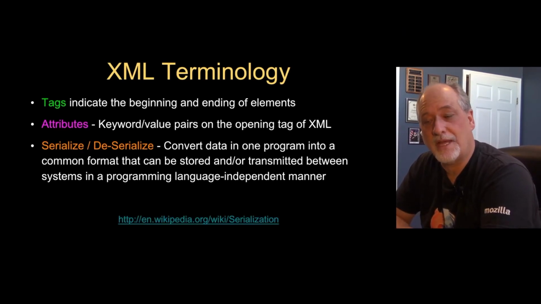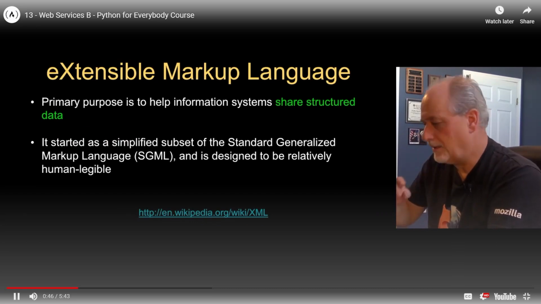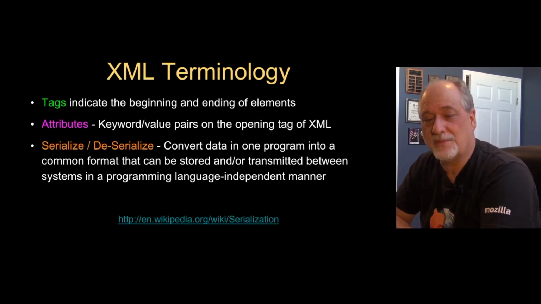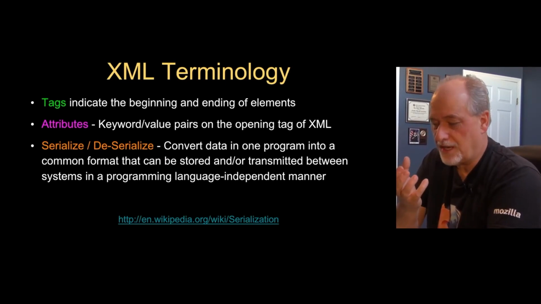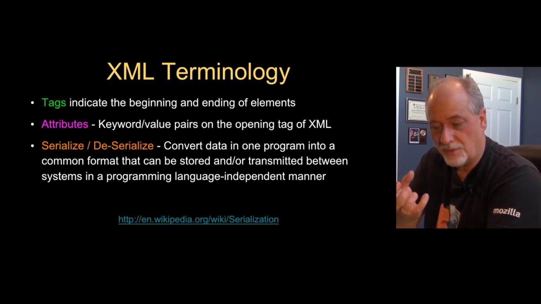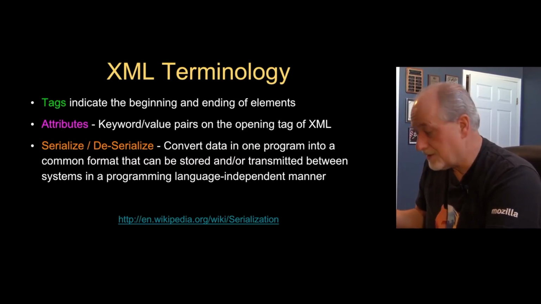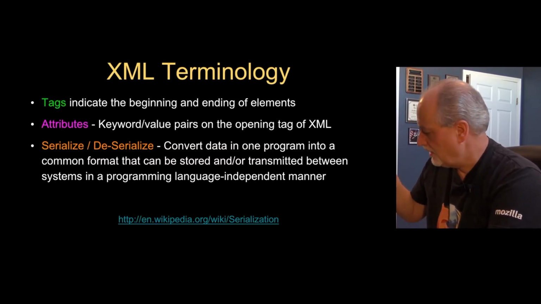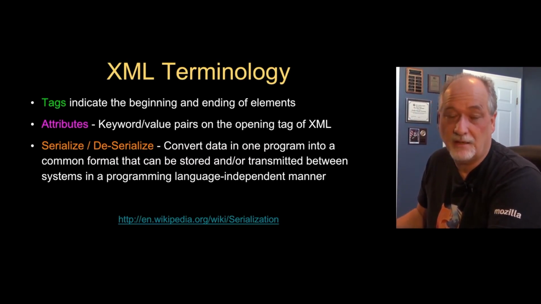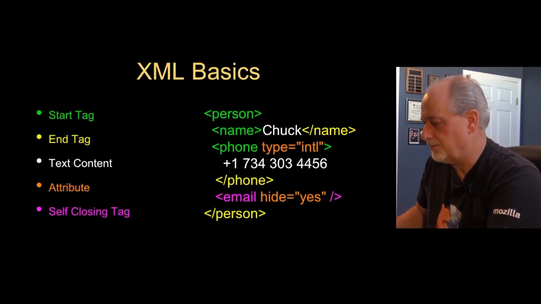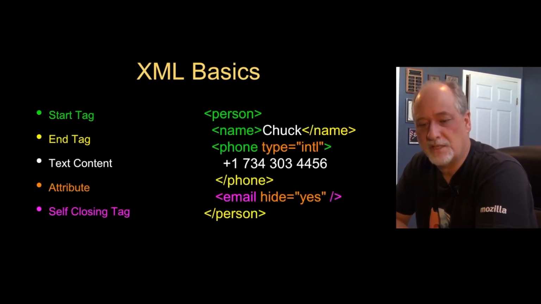XML, we're going to talk about tags, we're going to talk about attributes, we're going to talk about data, and we've already talked about serialization and deserialization. Serialization is the act of taking data inside of a computer in one programming language, setting it up for transporting it across, and then taking it back apart and turning it back into whatever internal data it needs to be in at the destination system.